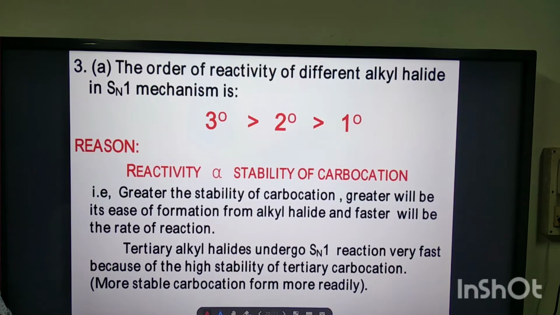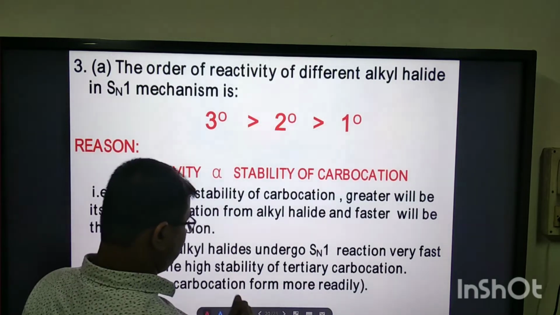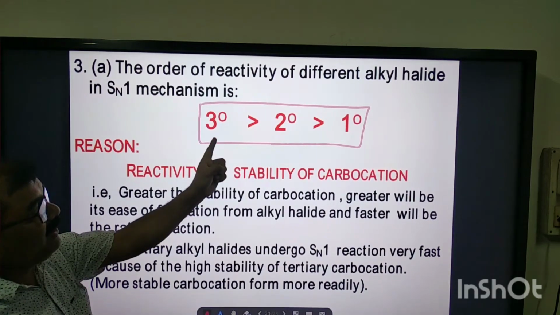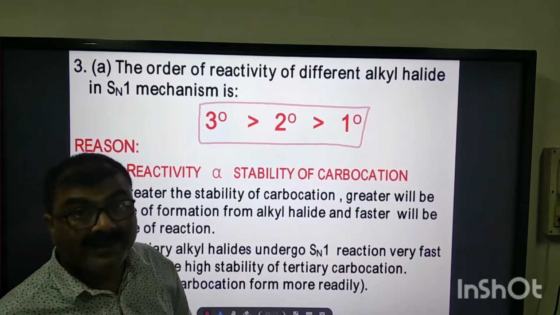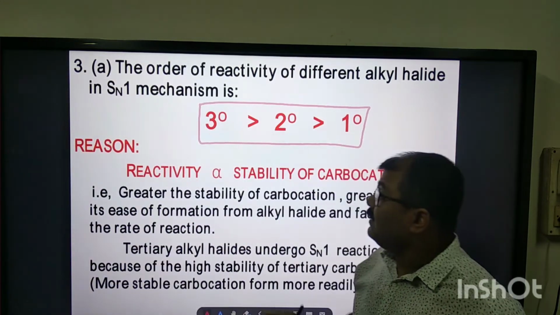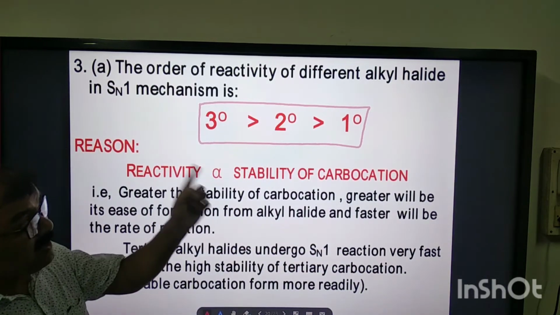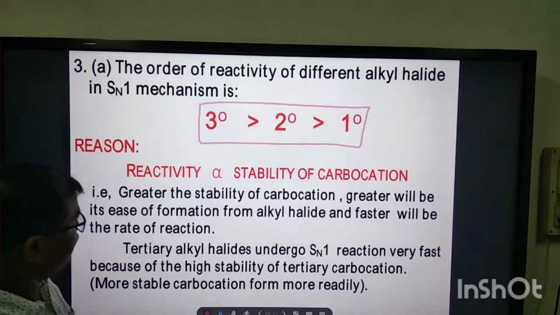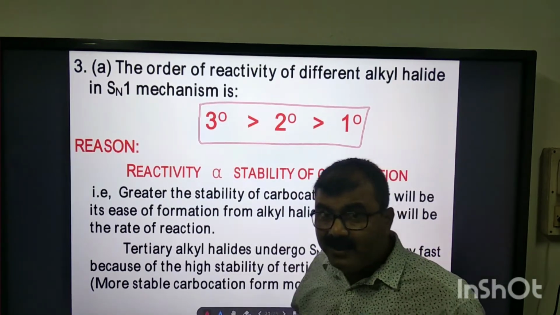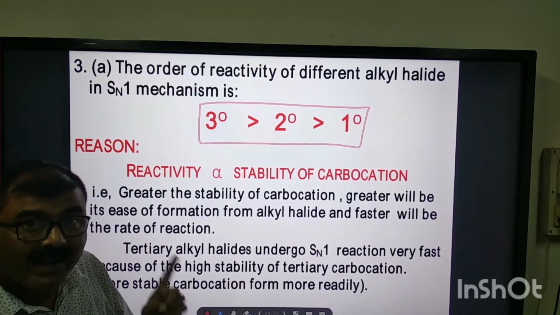Another very important point about reactivity. The reactivity of different alkyl halides follows the order: 3 degree is always greater than 2 degree, then 1 degree. Indeed, for the 3 degree or tertiary alkyl halide, the reactivity is fastest towards the SN1 mechanism. That is why in the first example, as soon as you see a tertiary alkyl halide, you have to follow the SN1 mechanism.